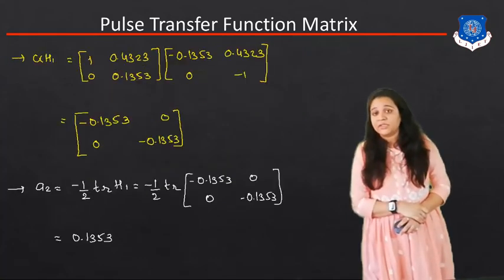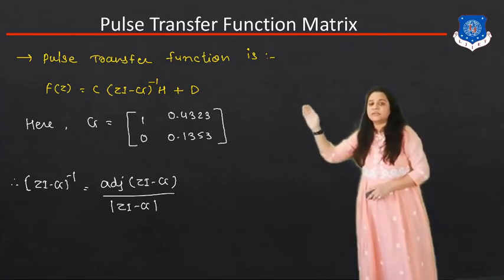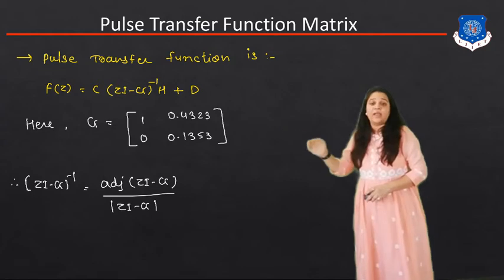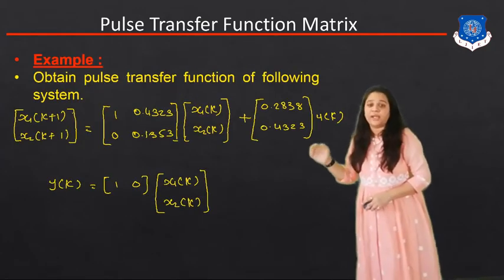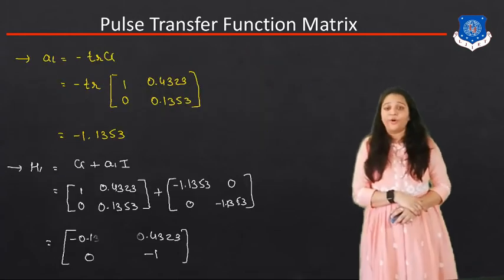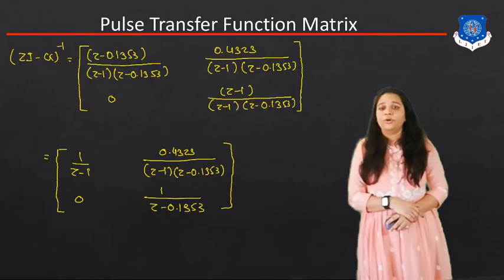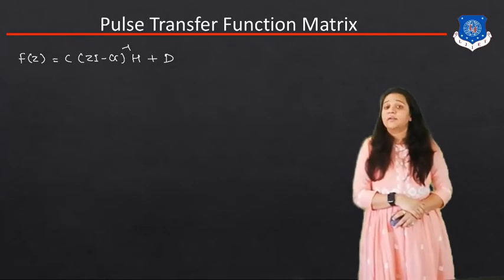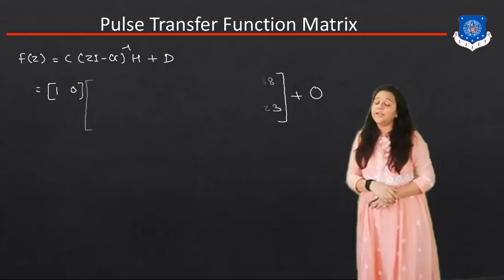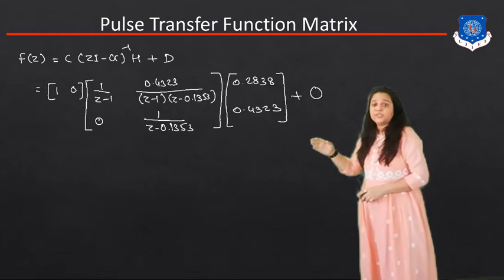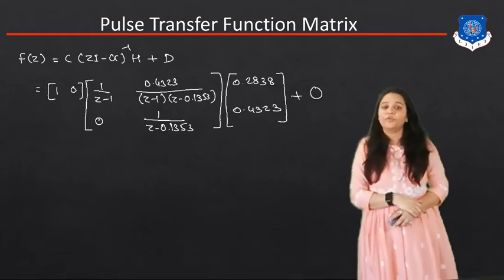Now what is the equation of the pulse transfer function? It is C into zI minus A inverse B plus D, and in the question they will give the values of C, B and D. So put the values of all the matrices and find the value of the function of z. Okay, so the function of z is equal to C into zI minus A inverse B plus D. D is equal to 0. Put the value of C, that is 1, 0, and B is equal to 0.2838, 0.4323.